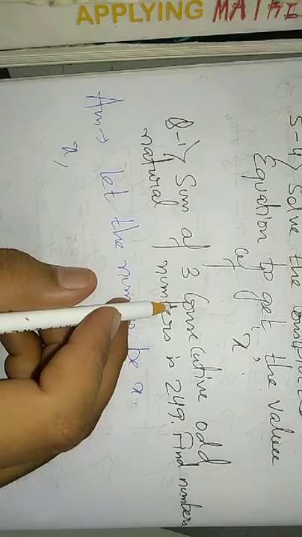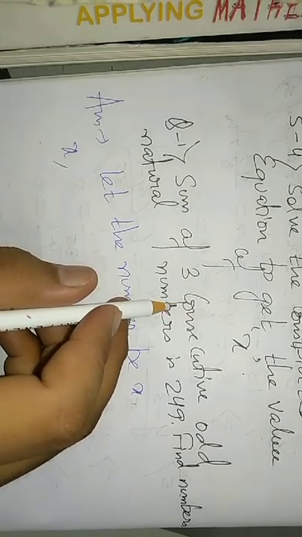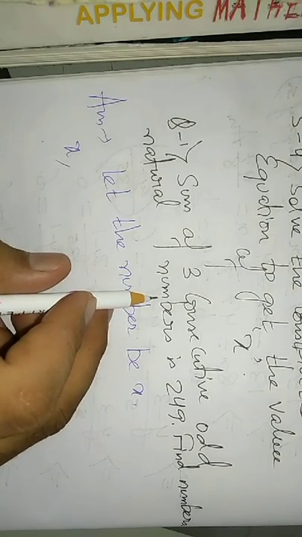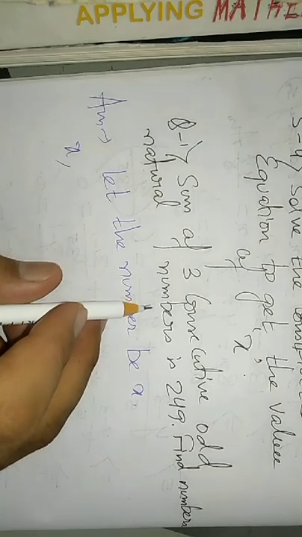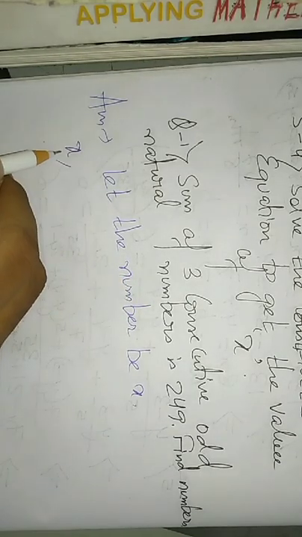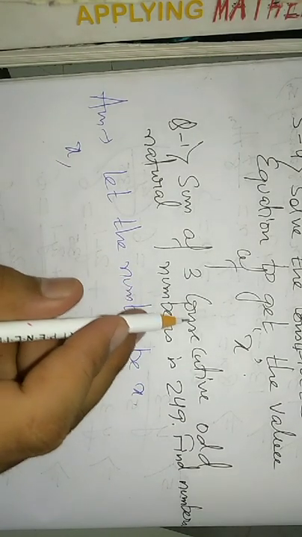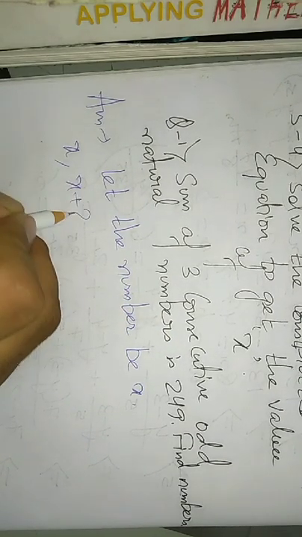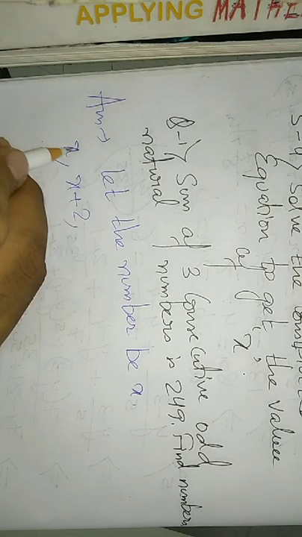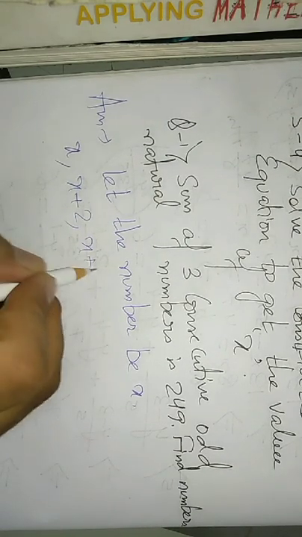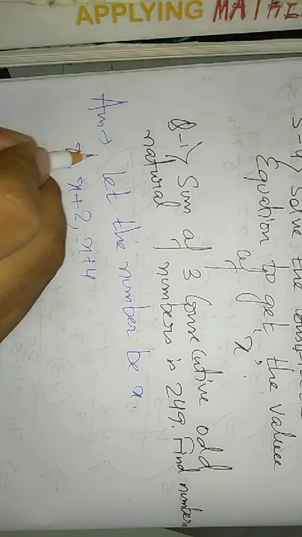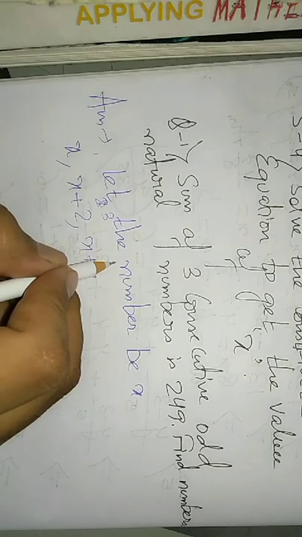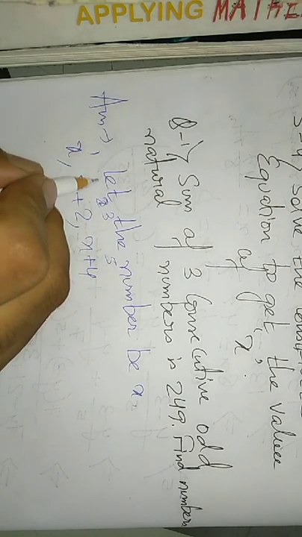Suppose 1. What is the next odd natural number from it? 1 plus 2, 3. From 3, again 3 plus 2. Since x is also an odd natural number, from x again plus 2 gives x plus 2, and from x, x plus 4. Suppose this is 1, then 1 plus 2 gives 3, and 1 plus 4 gives 5. So we got 1, 3 and 5.